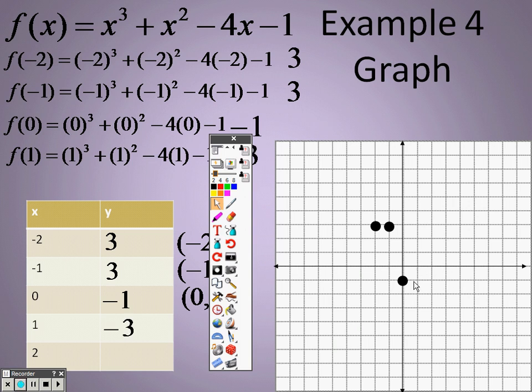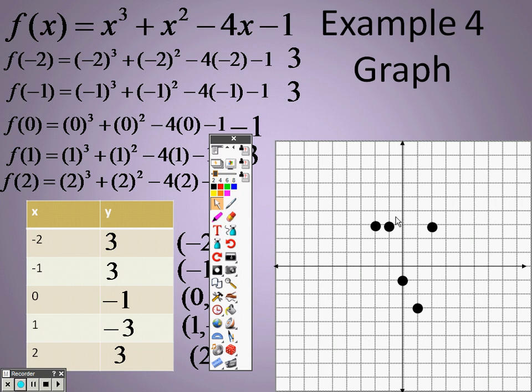So there's 1 and 1, 2, 3, down 3, put the point. And 2, 3 is your next answer. When you plug in a 2, you get 3, so over 2 and up 3. Now I know you're looking at that saying you have no idea how to graph that, but here's what I want you to do. Press the graph button again. I want you to connect this.